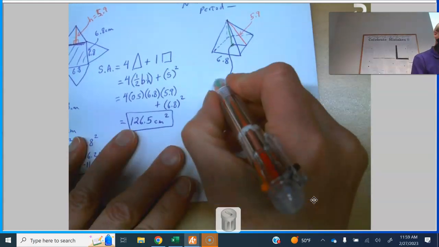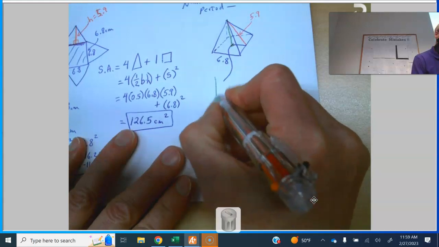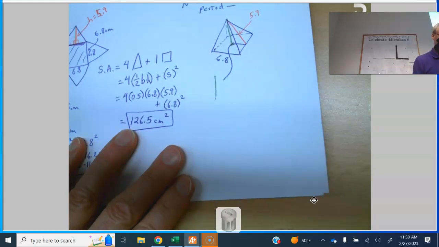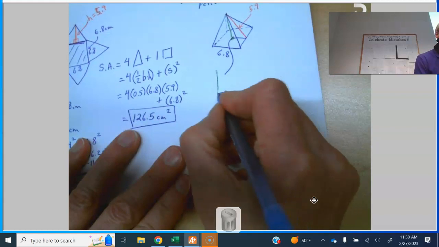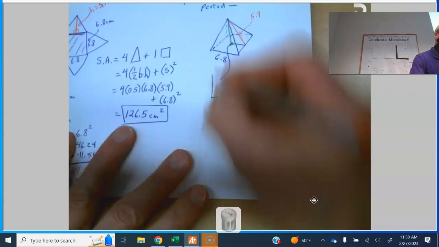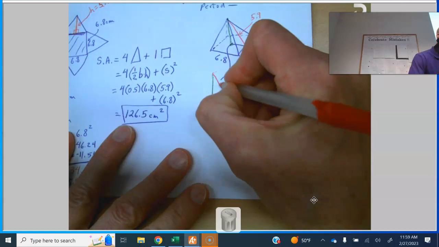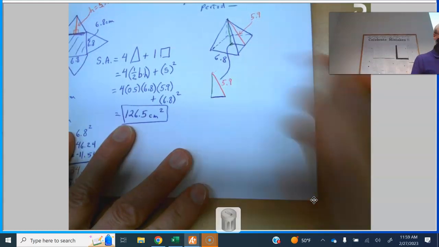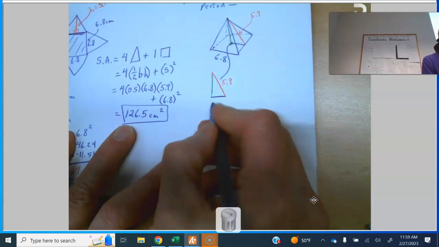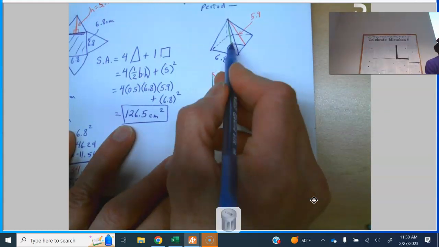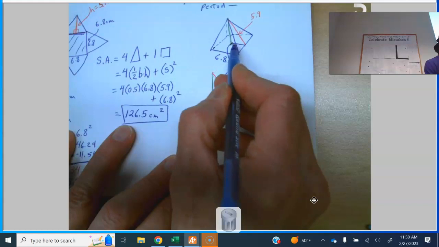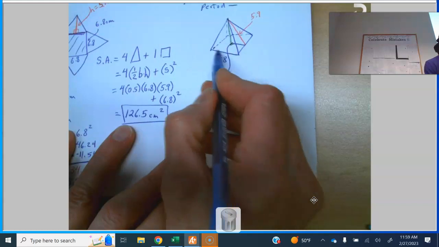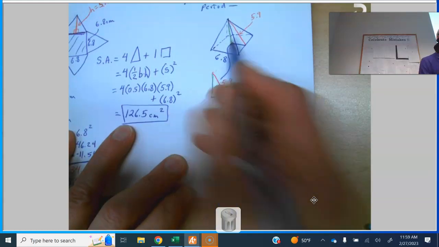I'm going to redraw it. I've got the height, the bottom. I've got the slant height. This is 5.9. How long is this piece down here? Right here. 3.4, because it's halfway across. We can see that it's exactly in the center of the pyramid.